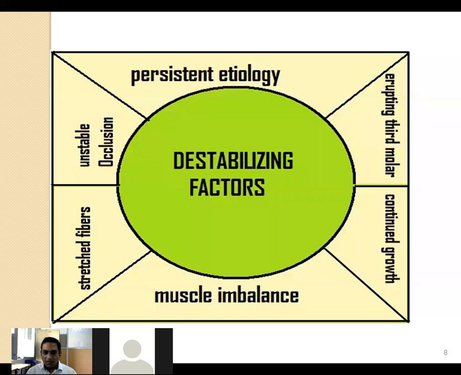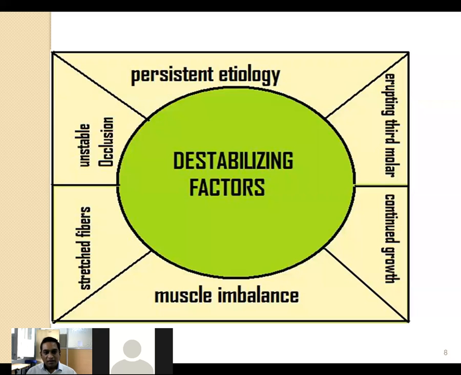And continued growth. Due to continuous growth of the maxilla and the mandible, there will be a relapse of the corrected malocclusion. Muscle imbalance. As I said, if there is any open bite or deep bite case or thumb sucking habit, this may also cause an imbalance of force on the upper incisors, due to which a relapse takes place. And one more is stretched periodontal fibers. For example, if any tooth is retracted or protracted, there will be a pull or push type of force in the periodontal ligament. This continuous stretching of the periodontal fibers will cause relapse.